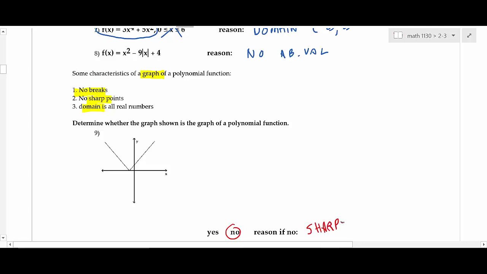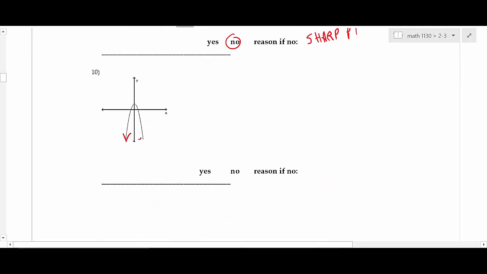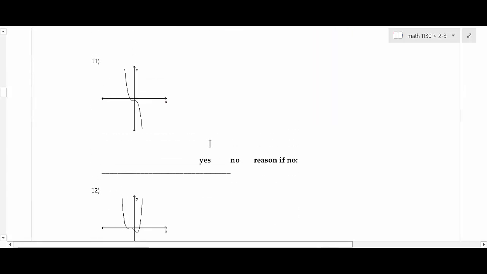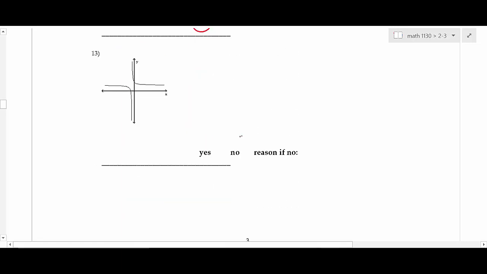Now this one right here, if you look at this, the domain's all real numbers, but you can't have a sharp point. That looks more like what an absolute value would look like. How about the next one? Yes, there's no sharp point, and the domain's all real numbers. Looks good, so that's a yes. How about number 11? Yeah, nice and smooth, no breaks, no sharp points. That's a yes. How about 12? Same thing. This is what polynomials are going to look like. How about 13? Nope, how come? It's got a break. You can't have any breaks. So they're nice and smooth.